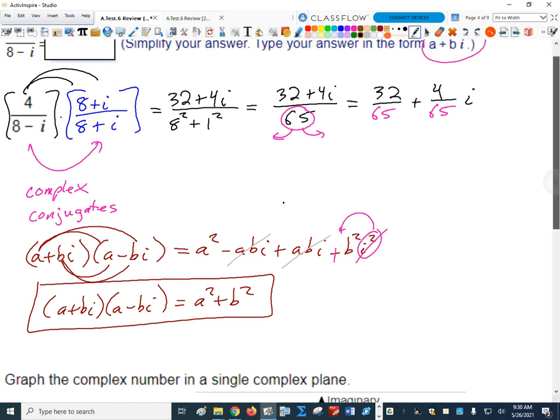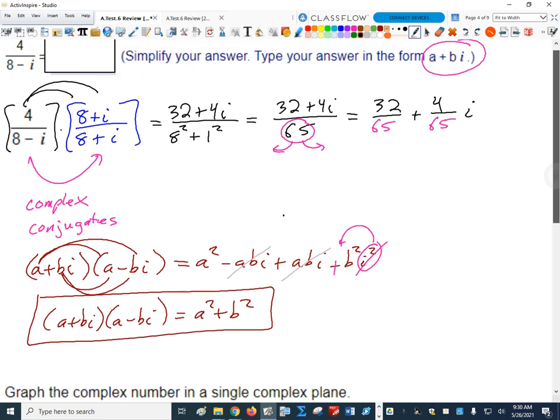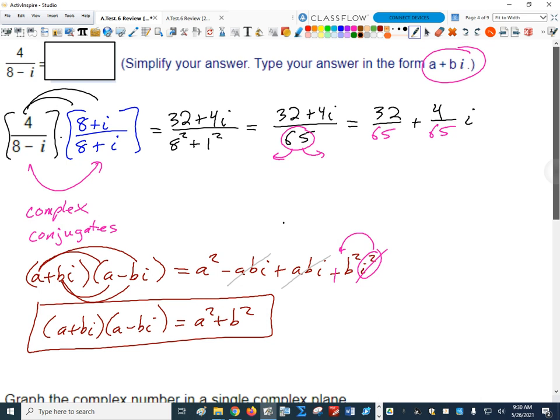What aren't you sure about, Max? Say it again. Where on the? Oh, well, it was, right? So we multiplied. This is what we started with, right? So we multiplied by 8 plus i over 8 plus i.